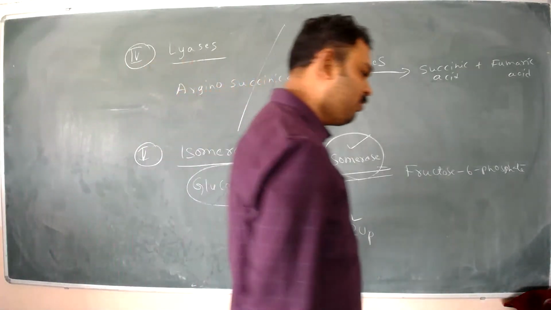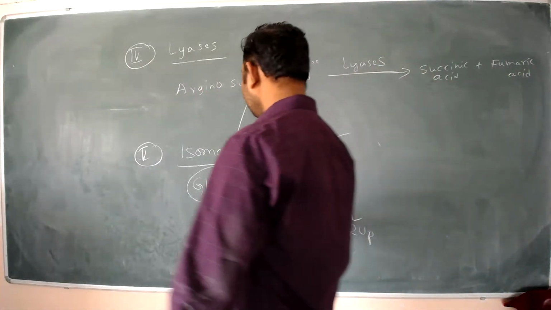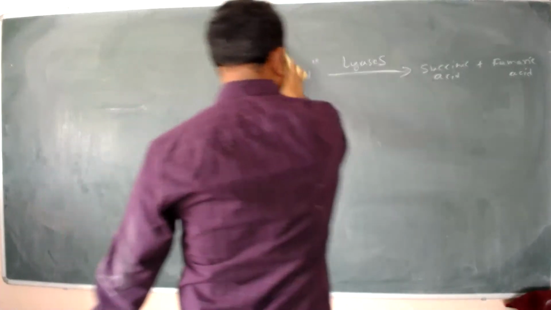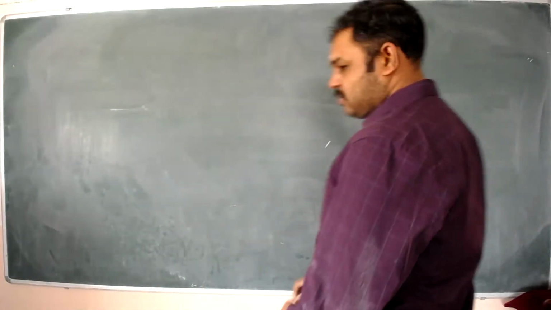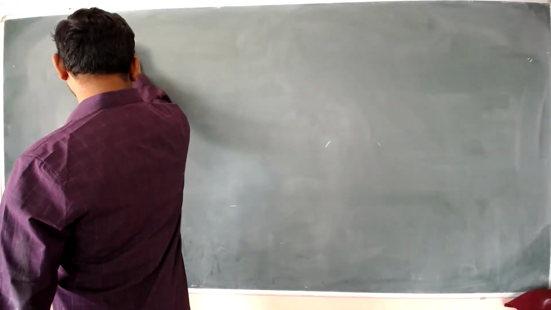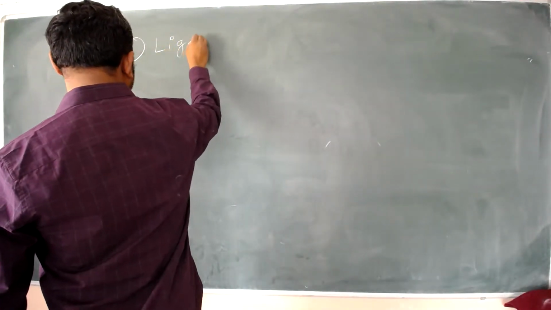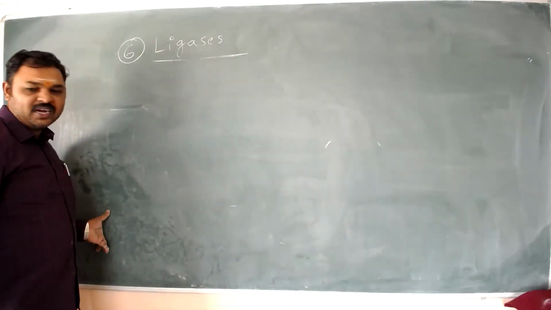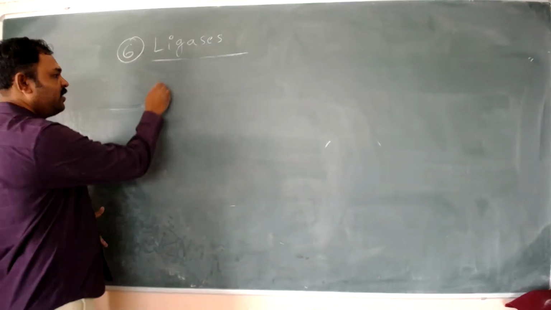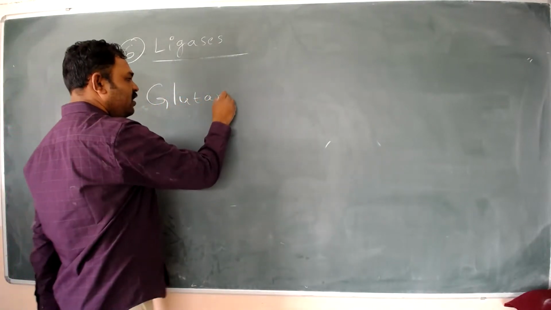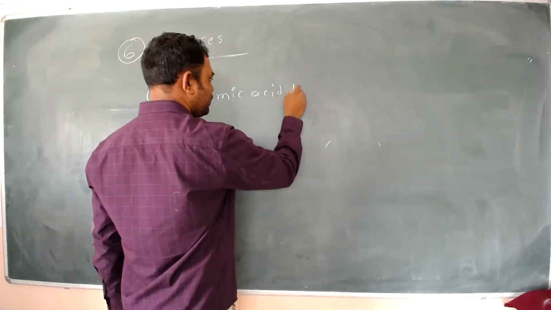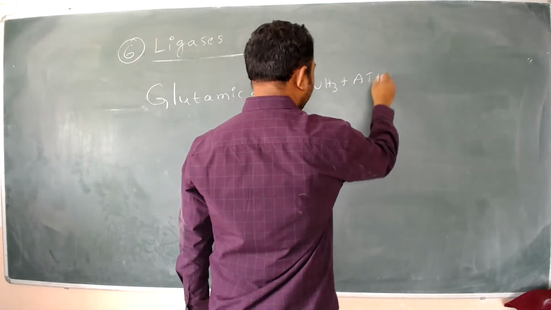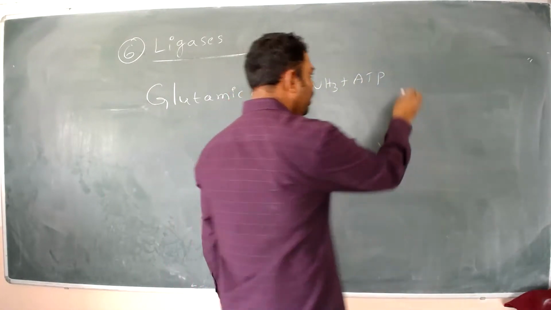Then the last one is ligases. Class 6, what is this enzyme? This is the ligases. What are ligases? The enzymes which are involved in the addition of molecules to a substance. What is the substance here? Glutamic acid. This is the substance. Glutamic acid is added with ammonia. In this case, what is required? Energy, ATP is required.